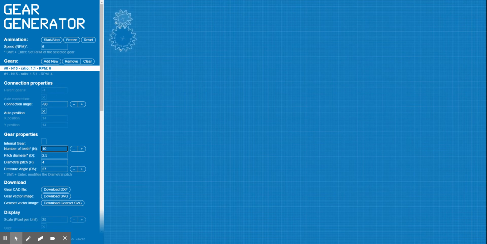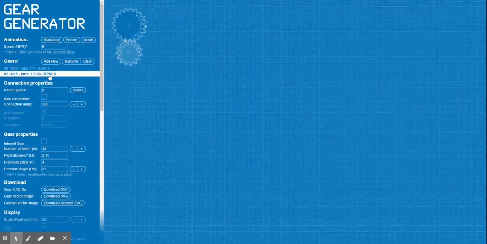Whereas if gear 1 is bigger, let's make it 20, this gear is now larger, so our gear that's driving it is larger. This gear is smaller, so 1's bigger than 2. And we can see that our RPM has gone up for gear 2. So if we have a smaller gear driving a bigger gear, the bigger gear is going to go slower. If we have a bigger gear driving the smaller gear, it is going to go faster.